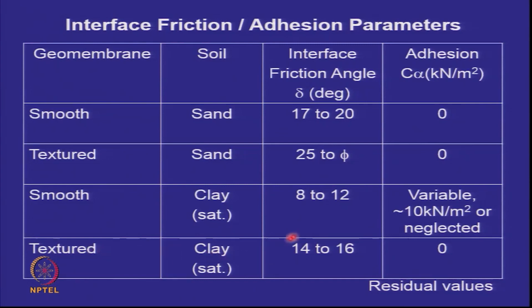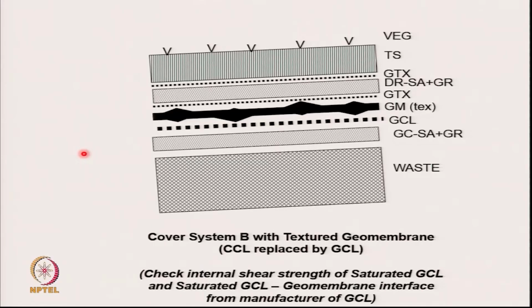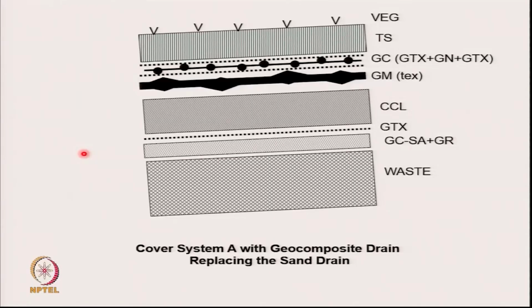If you do textured geomembrane to clay, the 8 to 12 goes up to 14 to 16, still nowhere near sand, still nowhere near sand. So the realization is smooth is bad, textured is better. And it's not necessary that we will have only a geomembrane to clay. This is the geocomposite liner. Here I have shown a textured geomembrane to clay. Let me go back one more.